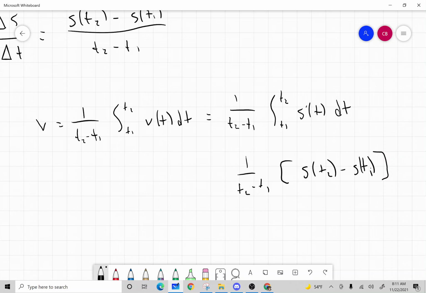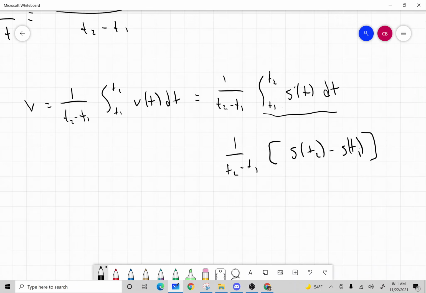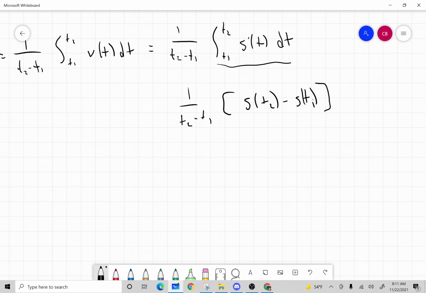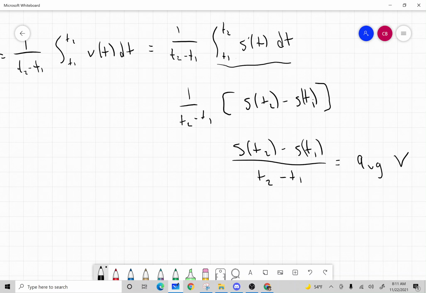This is just literally plugging in the definition of the integral for this thing, right? We just subtract the s of t values of the antiderivative, and we get whatever the integral value was. And then this is actually s of t2 minus s of t1 over t2 minus t1, and that is the average velocity of the car. So that's how we show the average velocity of the car over t1 and t2 is the same as the average of the velocities during the trip.